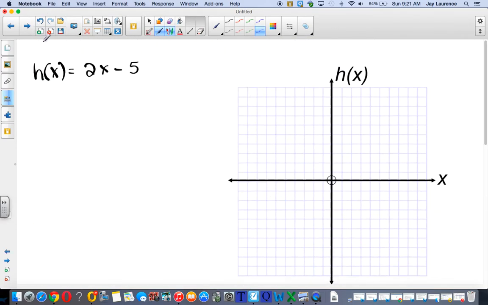So now I have to graph this one. I'm going to go ahead and do x and h of x, do the table. Oh, no, I'm not ready to graph that one yet.